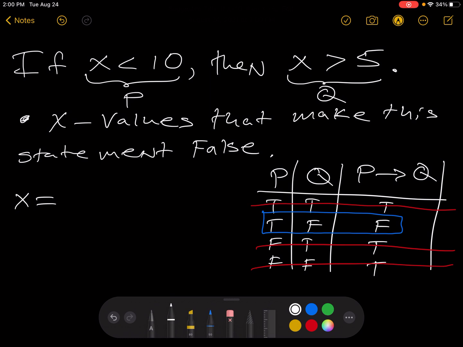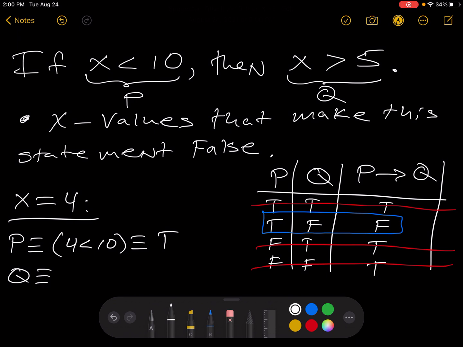So what's a number that's less than 10, but not bigger than 5? Aha, yes, 4. X equals 4. Okay, so let's see. P is 4 is less than 10. That's true. And Q is 4 is greater than 5, that's false. So we have true implies false, which is false. And that's an example of an x value that makes this statement false.